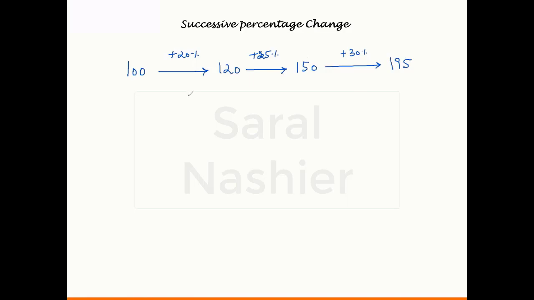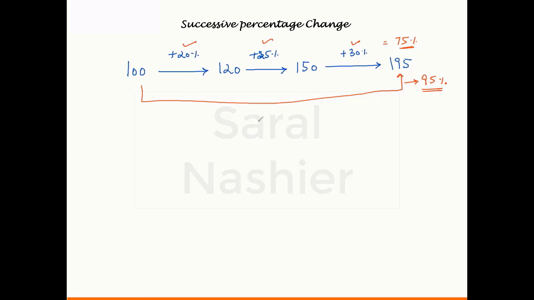So the important point here is that this 20%, 25%, and 30%, they add up to 75%, 20 plus 25 plus 30. But if I look at the total increase in the value from 100 to 195, the value has actually increased by 95%. So where from that extra increase came? That is the concept of successive percentage change that we are going to discuss in this concept now.